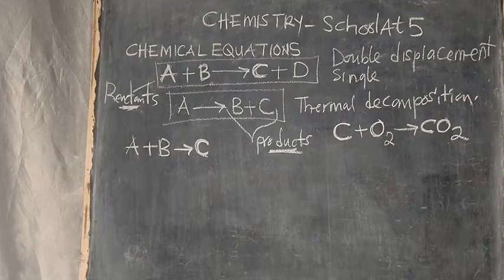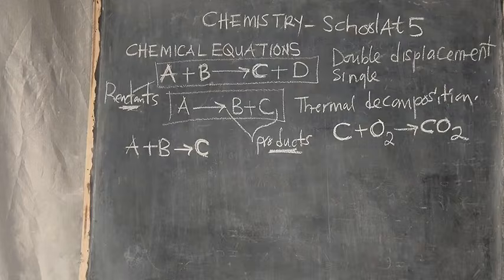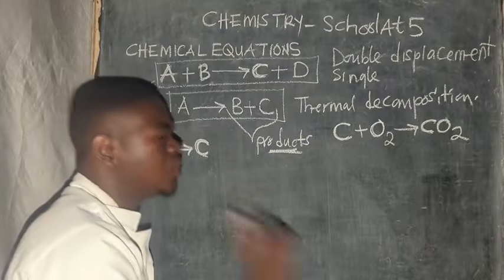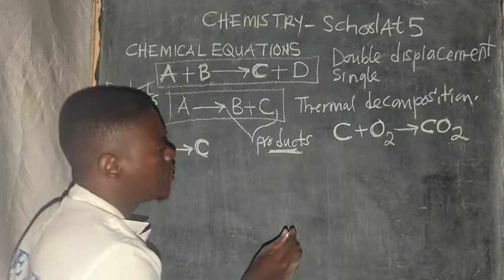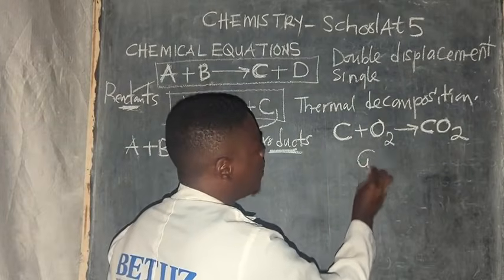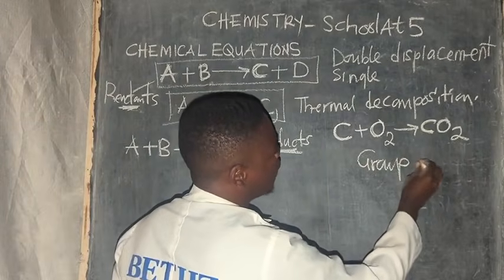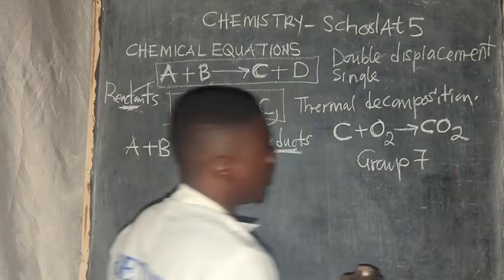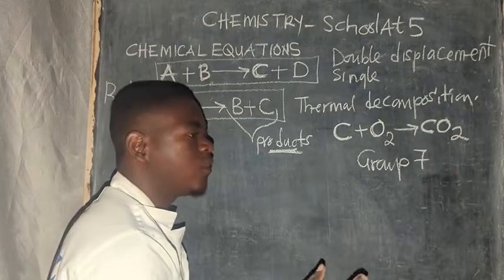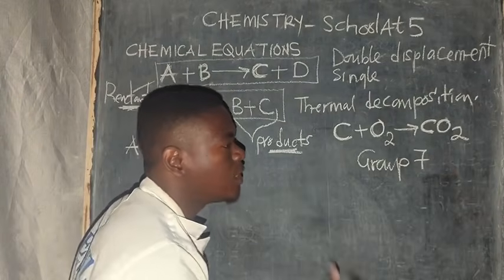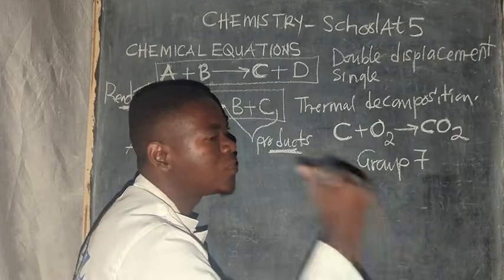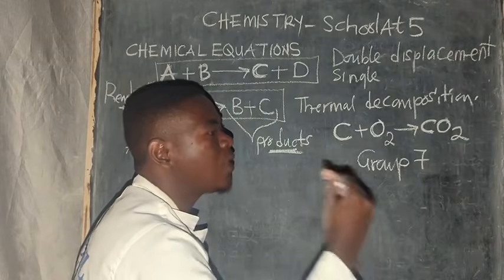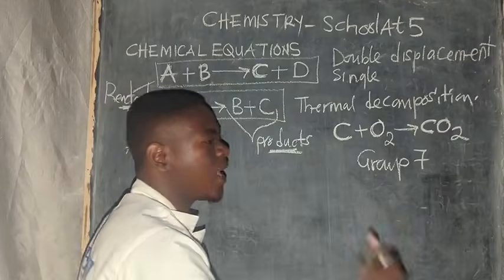So these are some of the things that I want you to understand even before we look at how to generate a chemical equation. You need to know this. So we've got elements from group 7 of the periodic table. Elements from group 7 are called halogens. Make sure you understand this. We get to call them halogens.